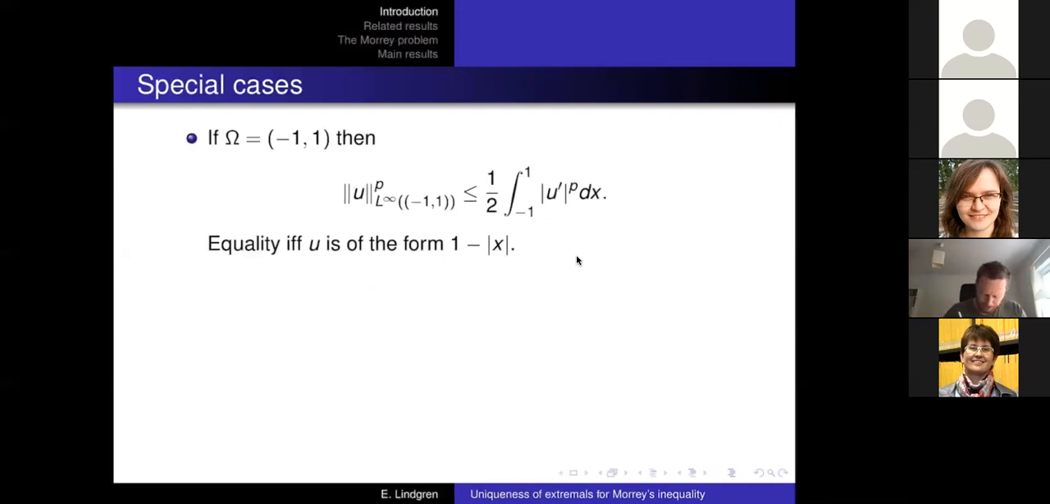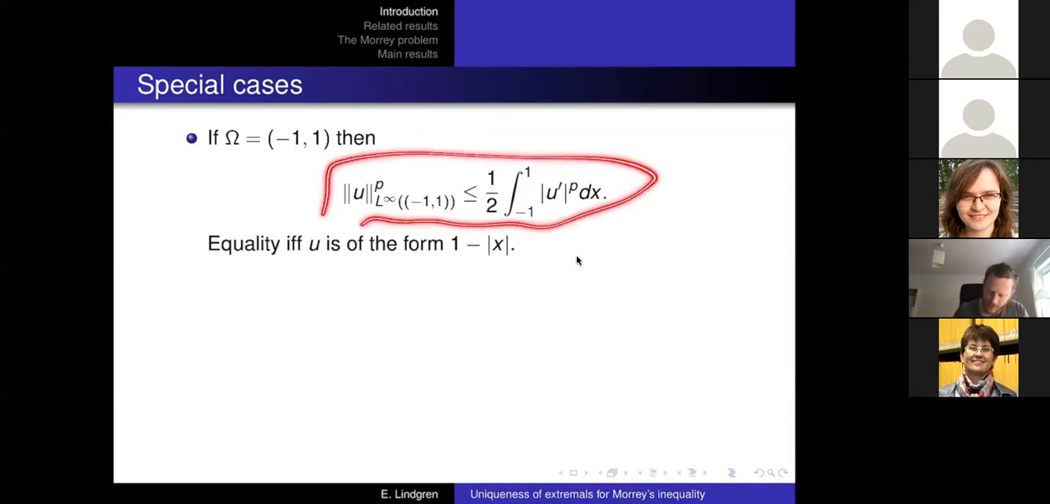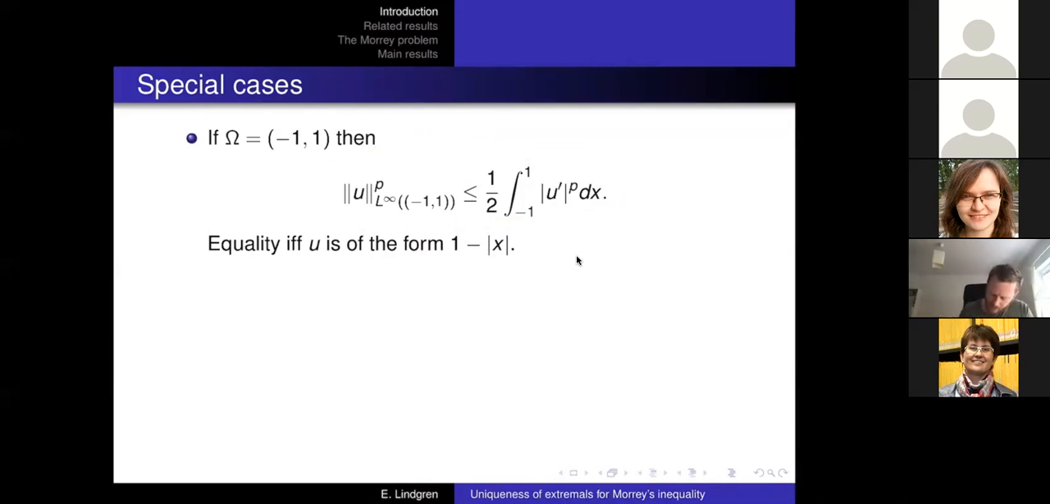So what about the 1D case? Suppose you consider the domain, which is just the interval from -1 to +1, and then the inequality, in fact, reduces to this. And how can we see that? Well, if you assume that the function, let's say, is positive and attains its maximum, it's not hard to believe that the maximum for an extremal should be at the midpoint.